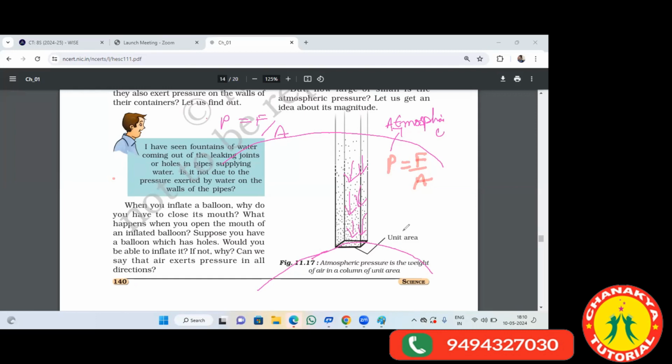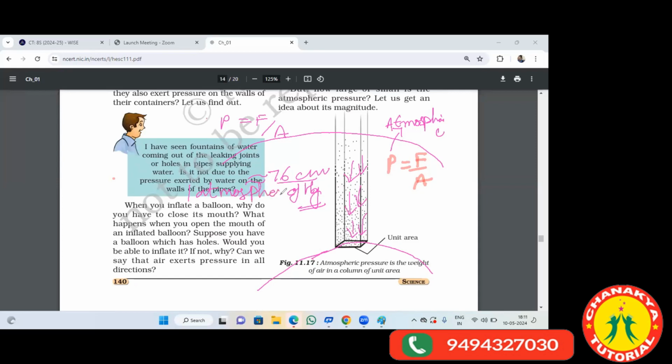When exerted at the sea level, this atmospheric pressure is equal to 76 centimeter of mercury, and Hg is the symbol of mercury. So at sea level, the atmospheric pressure is about 76 centimeter of mercury, and it keeps on varying at different places. We also call this pressure equal to 1 atmosphere.